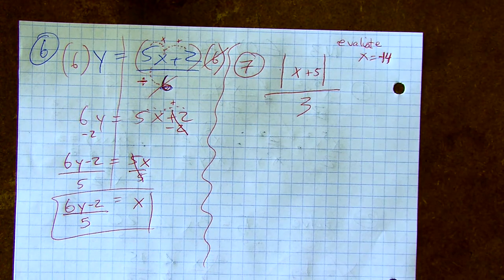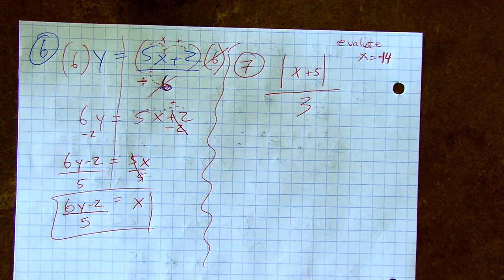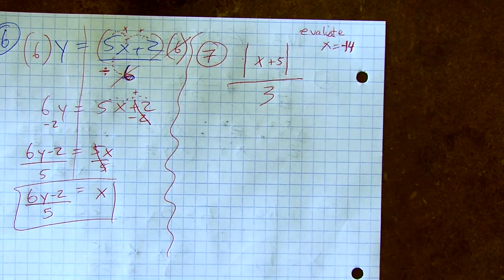Now, the only thing we've got to remember is that we're going to plug in, but there are absolute value symbols here. So go ahead and plug in negative 14 for x, but then just be careful with those absolute values when you combine. Then remember, what does absolute value do? It changes something. Every time it changes.